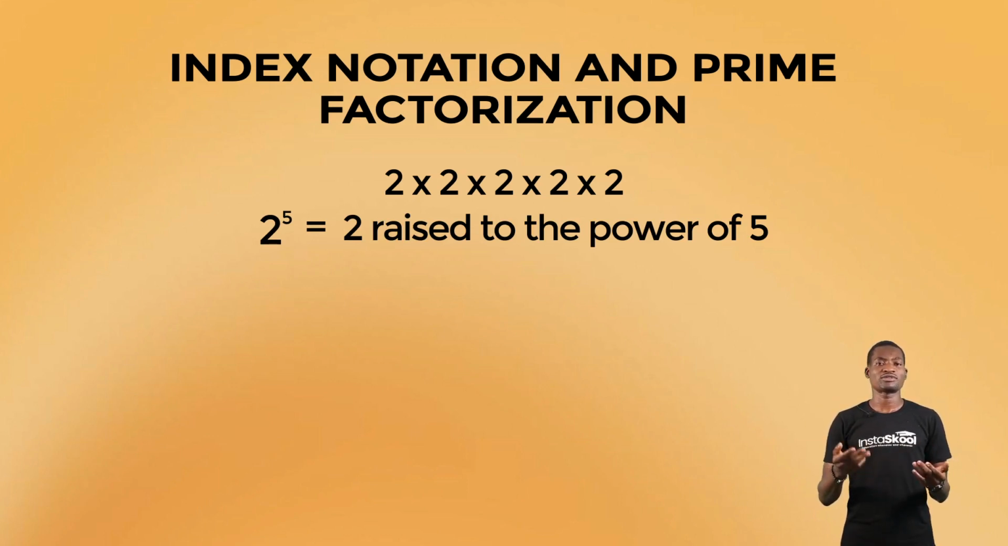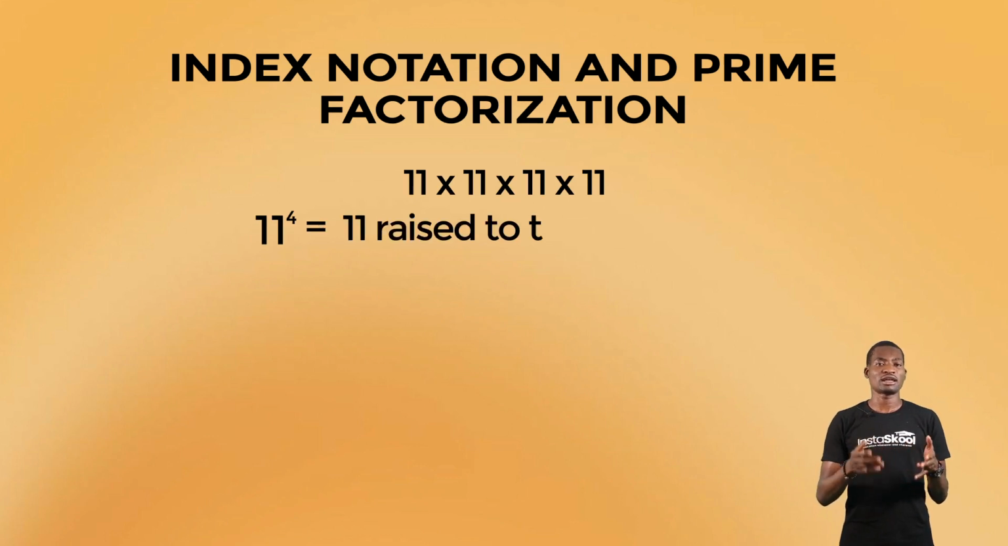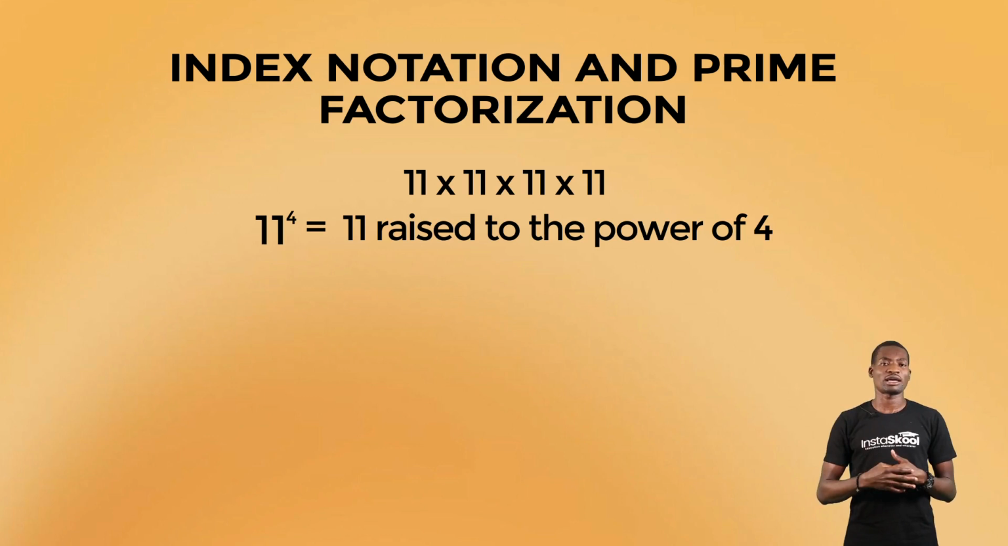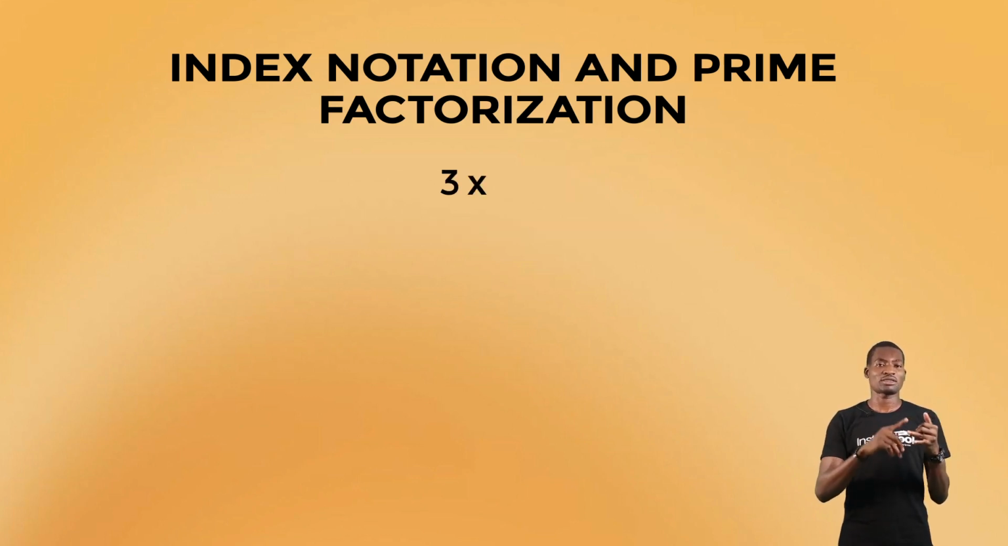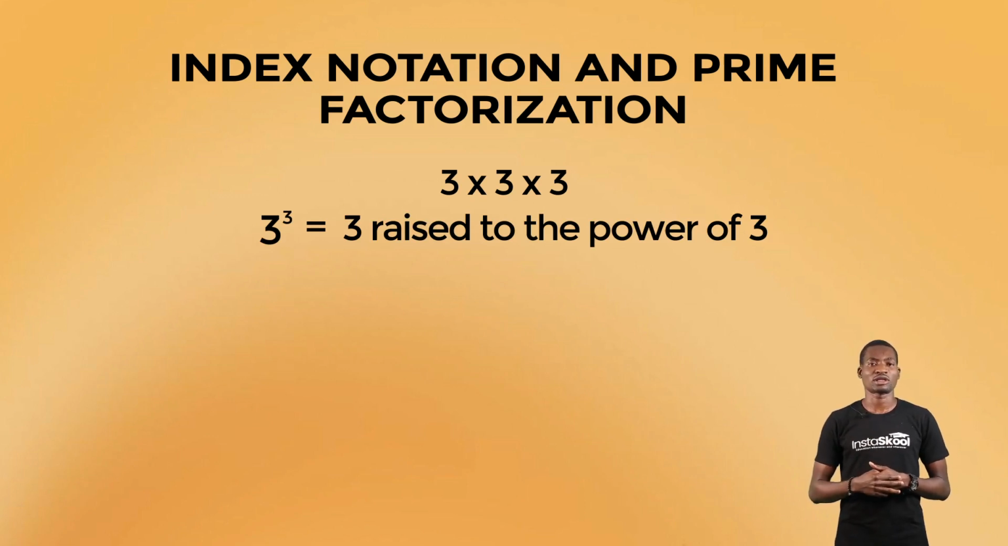Another example is if I multiply 11 by 11 by 11 by another 11. How do I write that? I simply write it as 11 raised to the power of 4 because I am multiplying 4 11s. Another example is multiplying 3 by 3 by 3. I'm going to write it as 3 raised to the power of 3 because that is 3 3's that I am multiplying together. Let us now take a standard example.